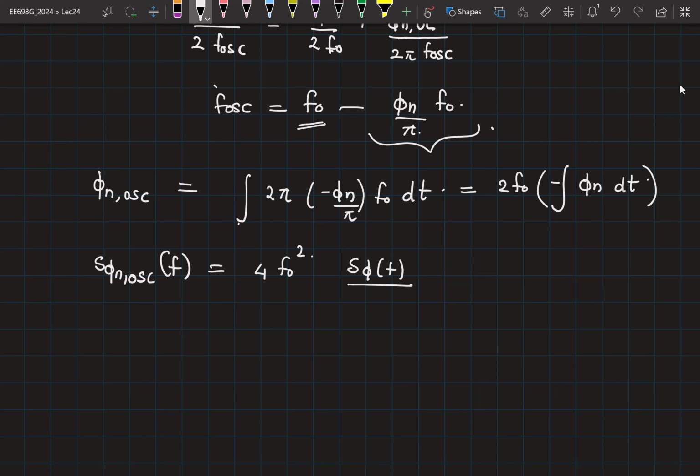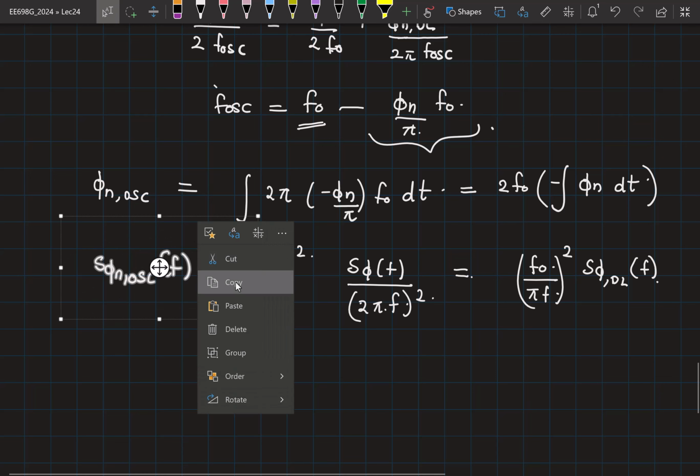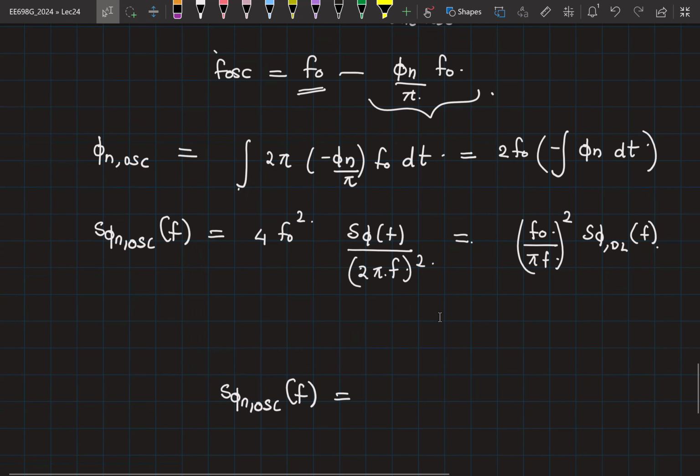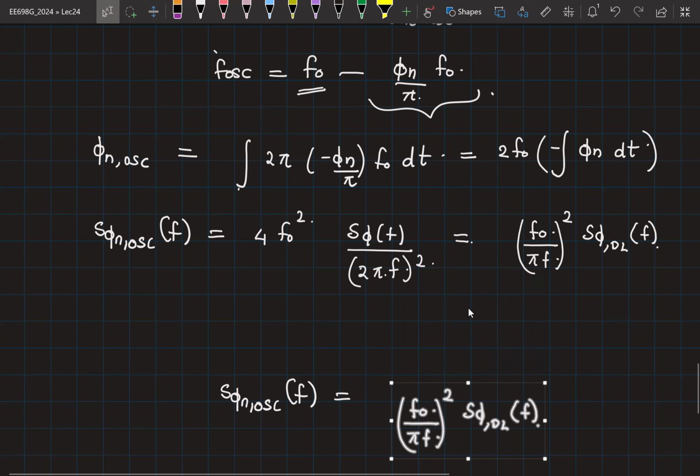And S is 2 pi F, the whole square. So this gives you F naught by pi F the whole square into S phi. So this S phi is basically the delay line's phase noise as a function of F. This is a very nice way of thinking about how a delay line's phase noise is going to change if you put it into feedback.